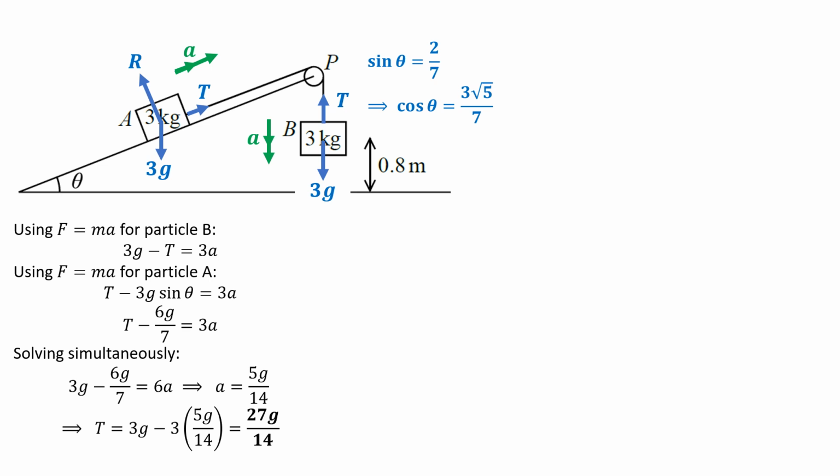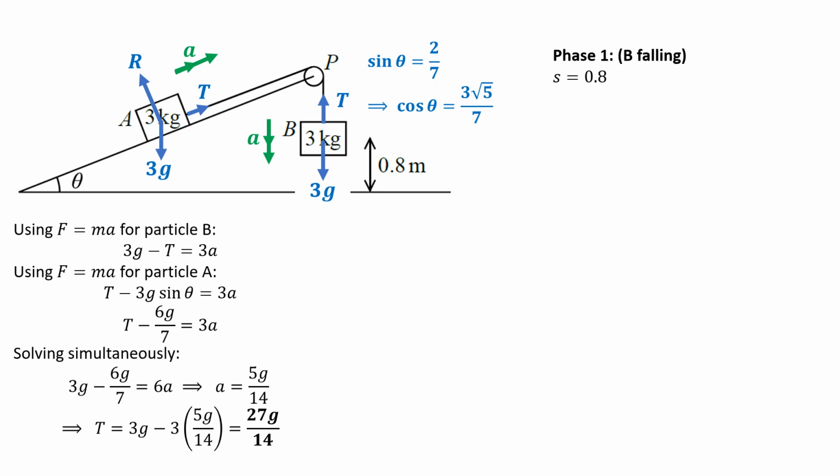Once I've got a, I can go back to any of the equations I like and substitute that in and get a value for T. If you want to be on the safe side, test in the other equation and see if those values still work. The next thing to do is consider the motion of the two particles.